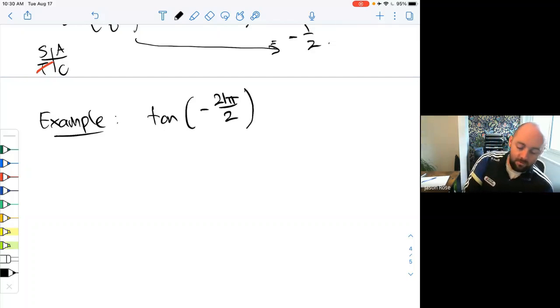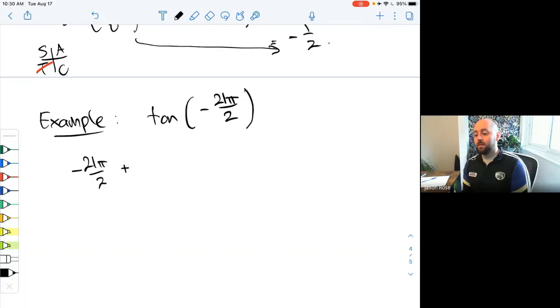So I want to take this minus 21 pi over 2 and do plus. So Jamal, the question is, I want to add a multiple of 2 pi to negative 21 pi over 2, so that I get closer to something I recognize.